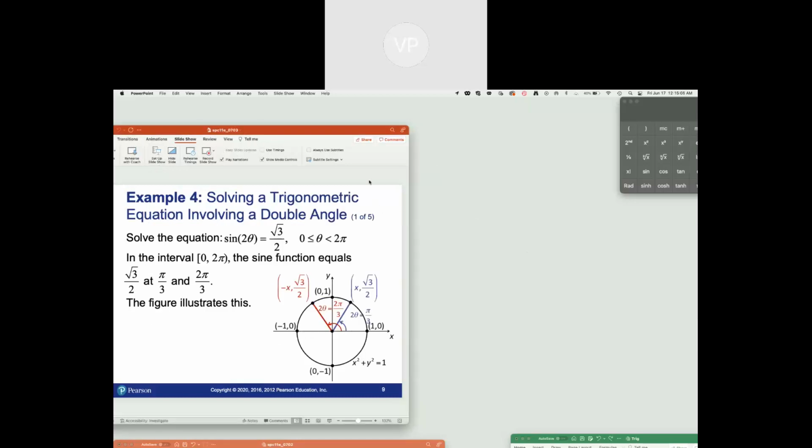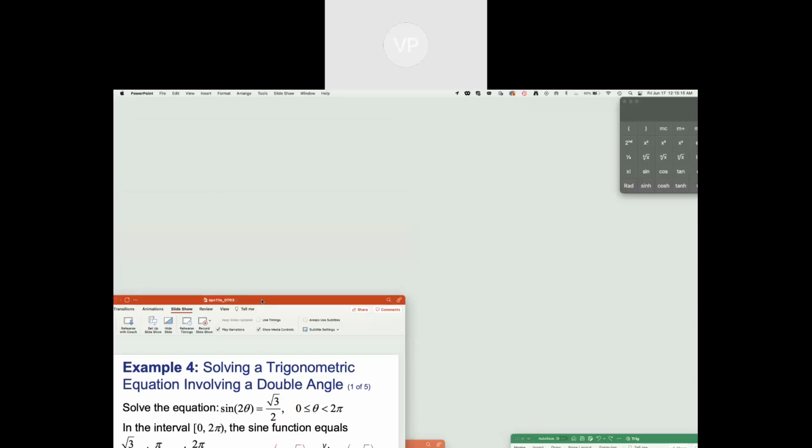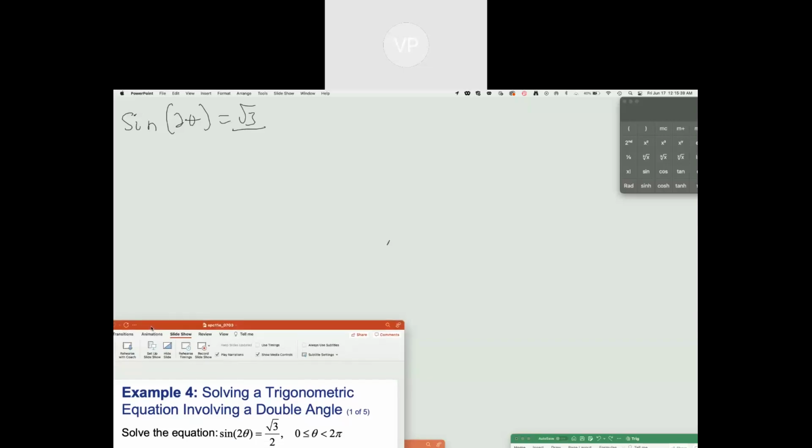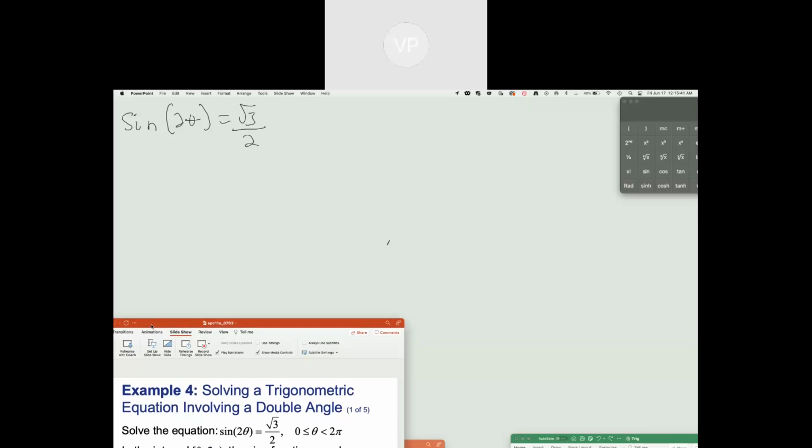Okay, so on to the next one. We have sine of 2 theta equals root 3 over 2, and they want all the answers between 0 and 2 pi. Now, this one's a little bit more unique, so I'm going to write this up on the top and show you the process, what I would do if I was doing this one. Okay, so we have sine of 2 theta equals root 3 over 2.